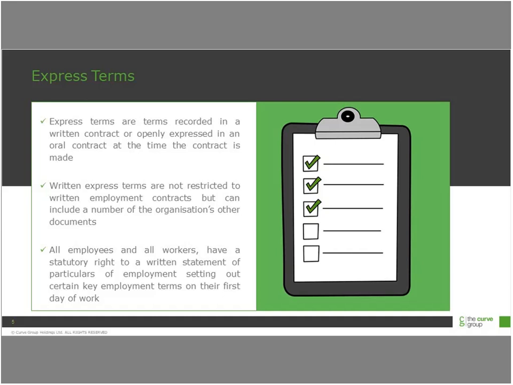Expressed terms are terms recorded in a written contract or openly expressed in an oral contract at the time the contract is made. There may be a combination of written and oral expressed terms. Written express terms aren't restricted to written employment contracts, but can include a number of the organisation's other documents. An example of this would be your employee handbook, unless, of course, the provisions are deemed not to have a contractual effect. All employees, and since the 6th of April, all workers too, have a statutory right to a written statement of particulars of employment setting out certain key employment terms on their first day of work.